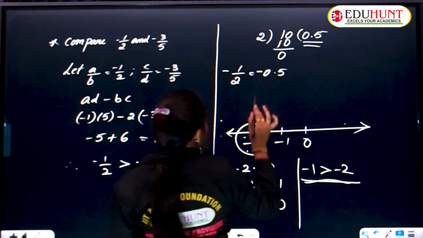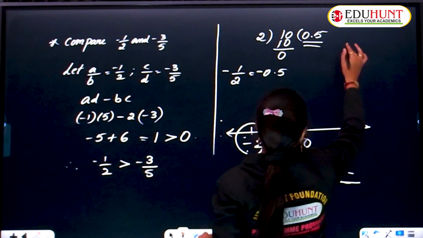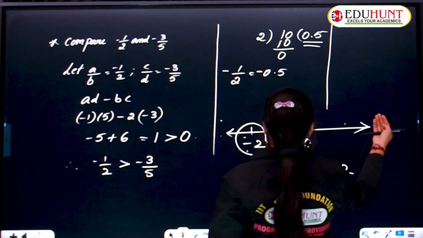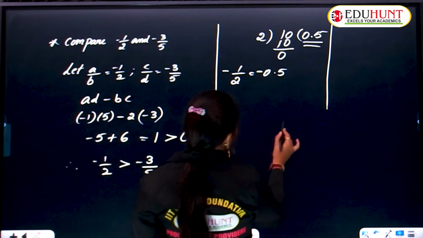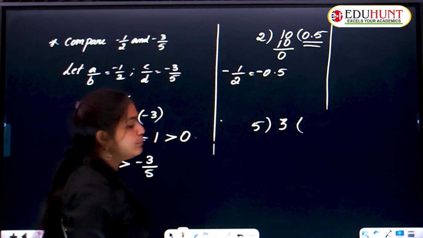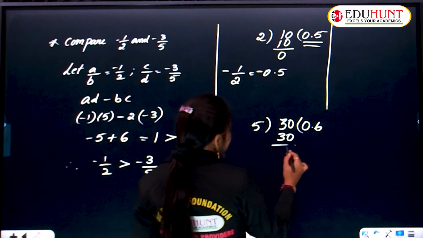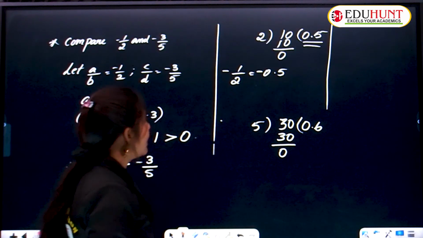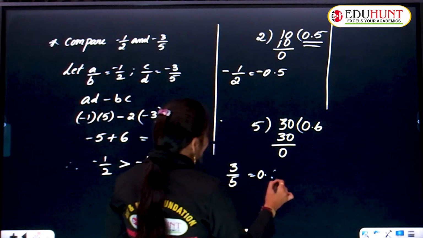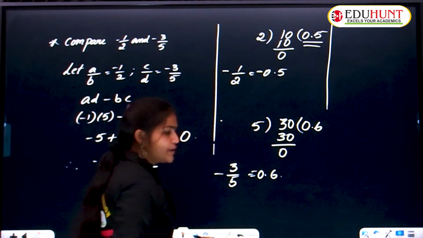Minus 1 by 2 is equal to minus 0.5. In the same way, 3 by 5. 3 divided by 5. Here also 3 is less than 5 only, no? Then 0 point and here 0. 5 sixes are 30. This is 0. Understood? Now 3 by 5 is equal to 0.6. And minus 3 by 5 is minus 0.6.